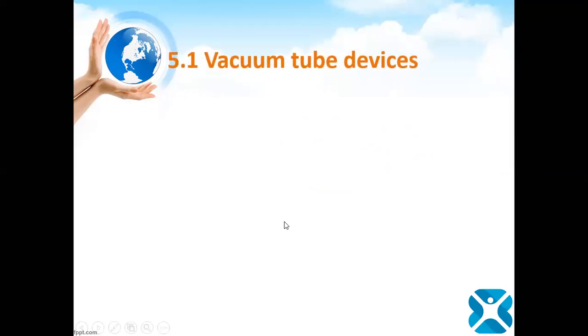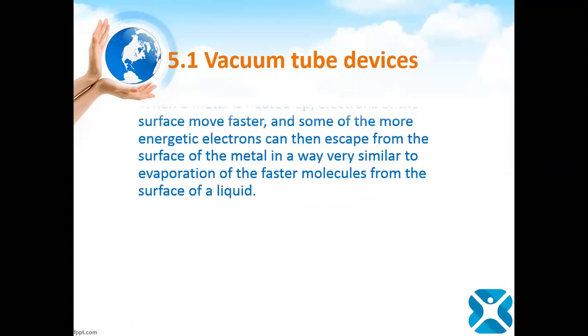So we have vacuum tube devices. There are a few vacuum tube devices that we are going to learn. Before that, let's just give some information about what we are going to do. So when a metal is heated up, there are electrons at the surface of the metal. When you heat the metal up, the electrons are going to get faster. Some of the more energetic electrons are going to try to escape from the surface of the metal. Okay, it looks like evaporation.